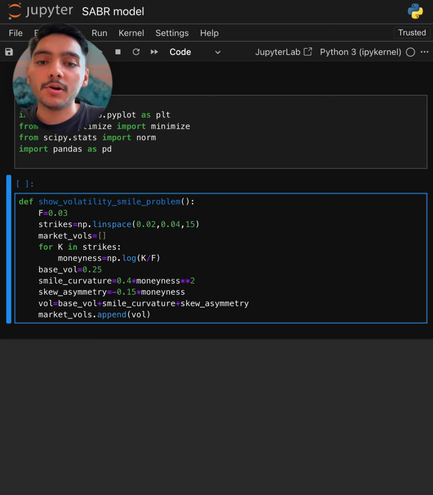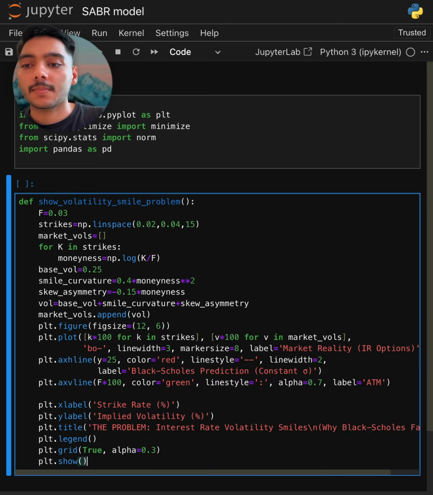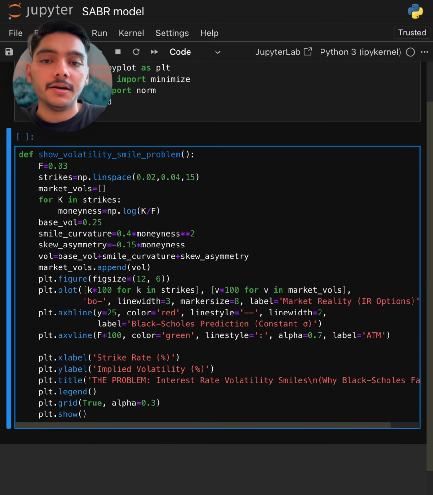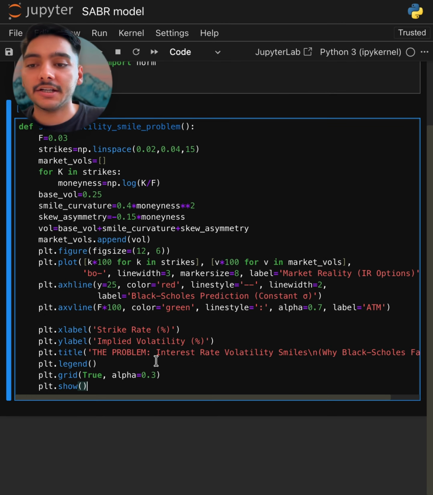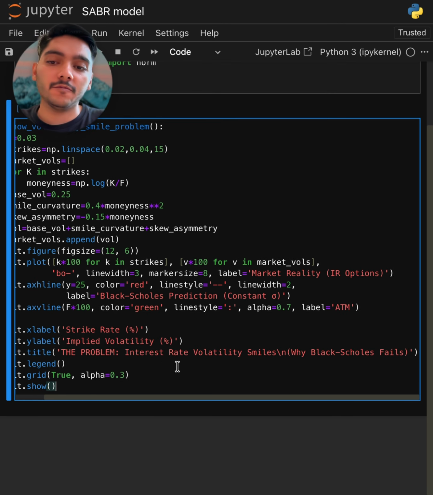So we'll plot market reality versus the Black-Scholes prediction, and the visual comparison shows why Black-Scholes fails. So let me just copy paste that plotting part. It's not that important for us to code, so just copy paste that part of the code, and basically we will see the market reality in interest rate options, and the problem is interest rate volatility smiles.